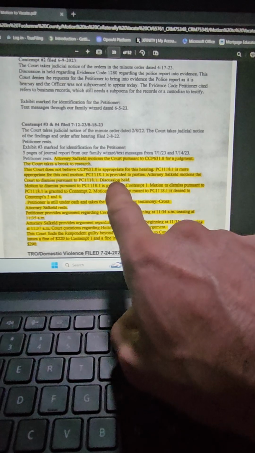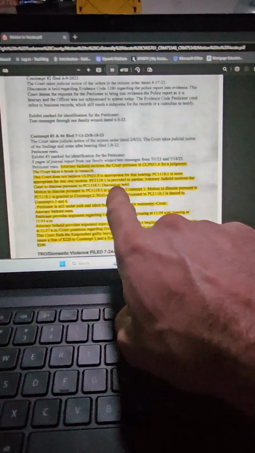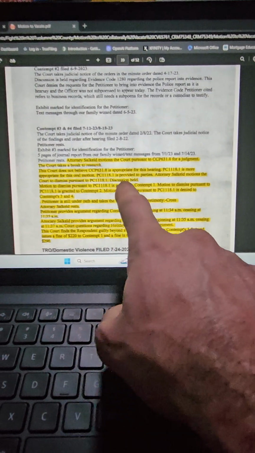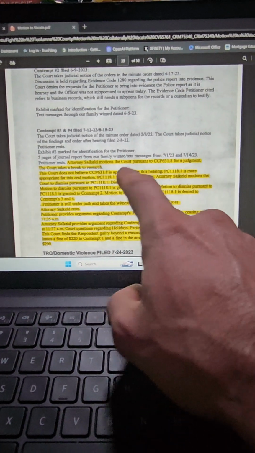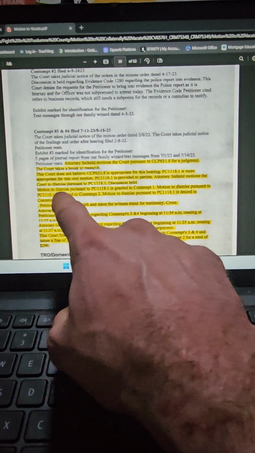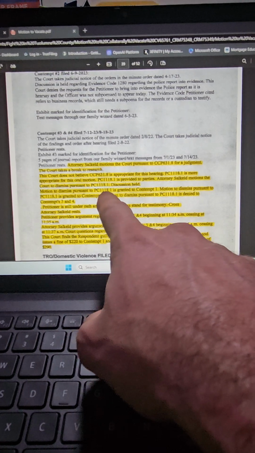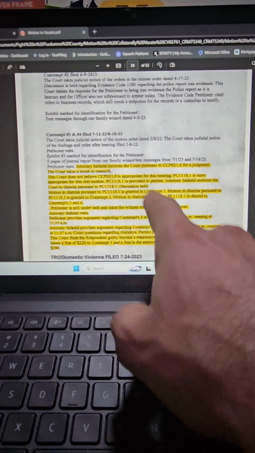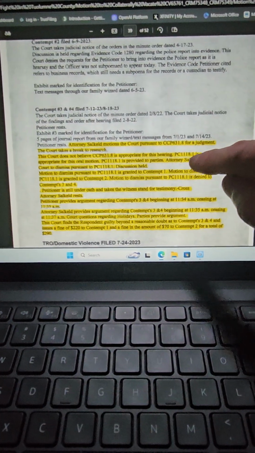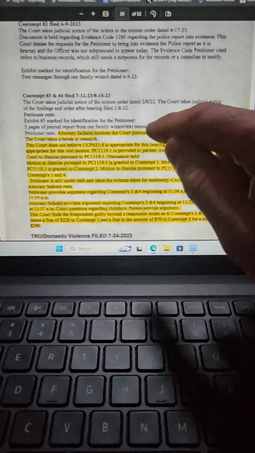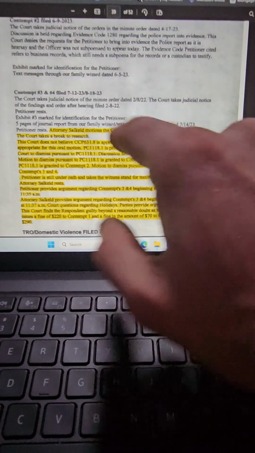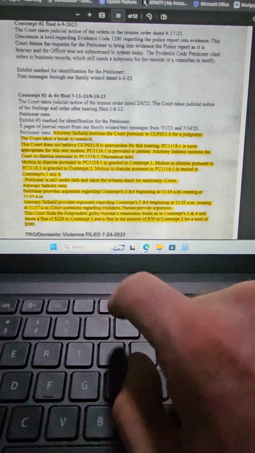Discussion held. She got help from the judge. That's how bad of an attorney she is. She got help from the judge because she didn't even know what motion to file. Motion to dismiss PC 1118.1 is granted, right? So she got help from the judge. That's not allowed. That's showing favoritism, right? So in itself, she should be charged with those other 2 contempts.